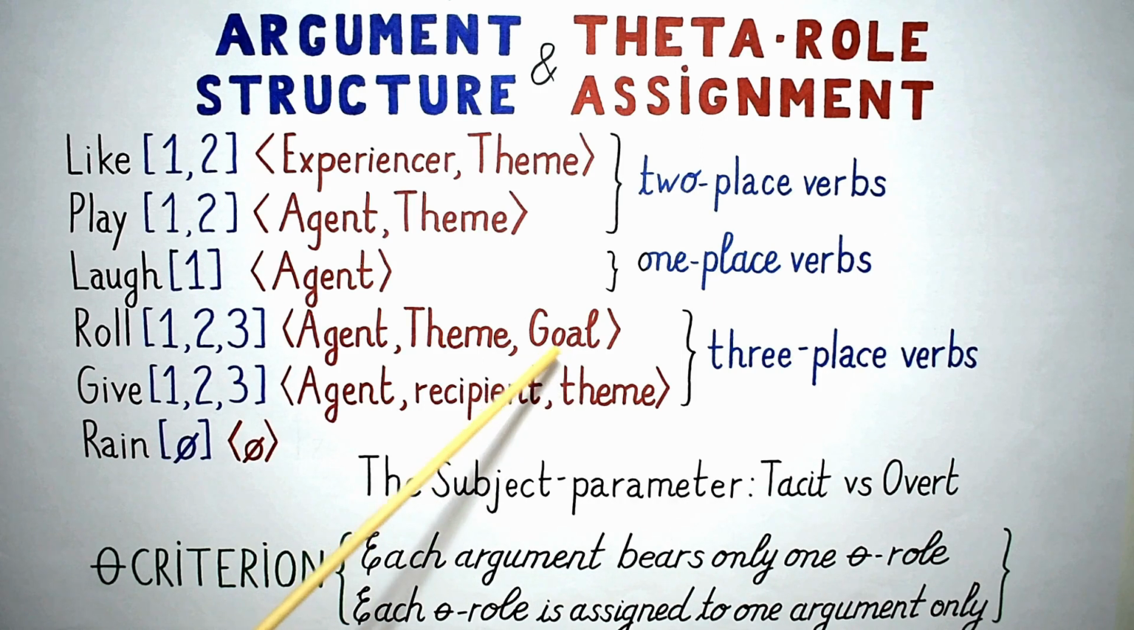So that's going to be called goal, locative, some sort of location, basically. Let's call it goal. That's the most common term. So we have a 3-place predicate, predicator rolled, with agent, theme, and goal arguments. A 3-place predicate. Last but not least, we have sentences such as "it's raining."